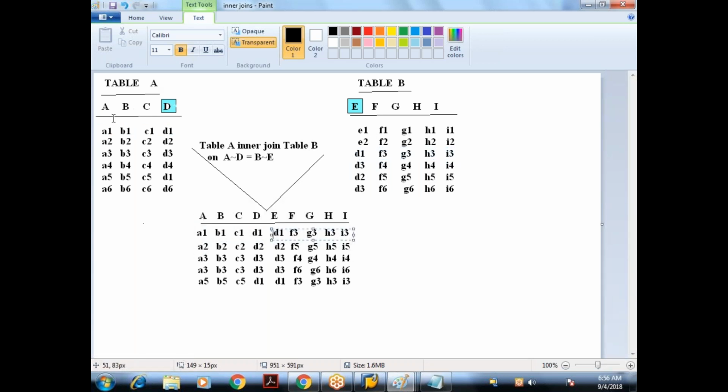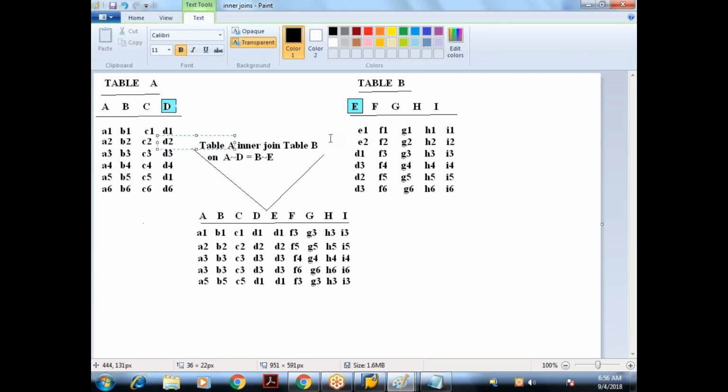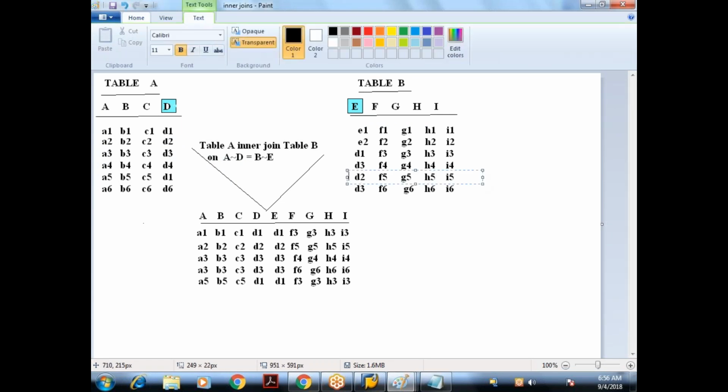Done. Then it will take the second row from the left hand side table: A2, B2, C2, D2. What is the logically related field value? D2. It is going to compare with the logically related field of the right hand side table. Is this D2 matching with any of the rows here? Yes, it is matching with the fifth row.